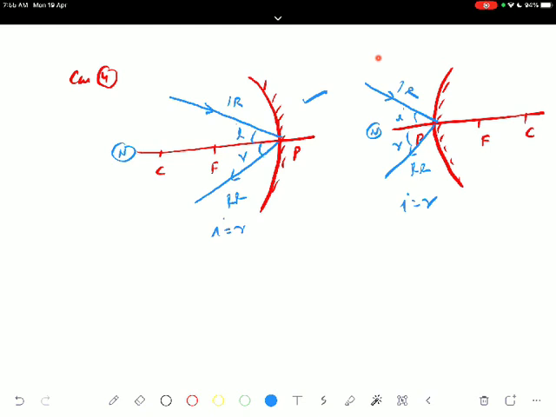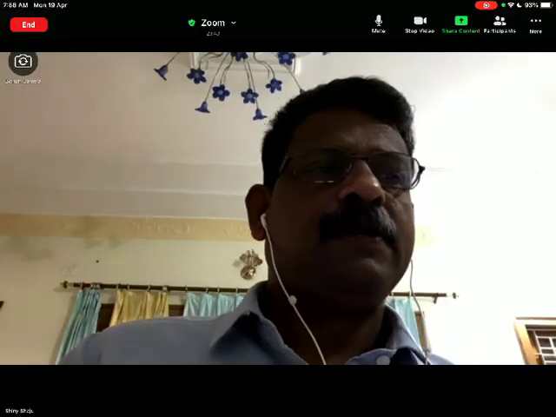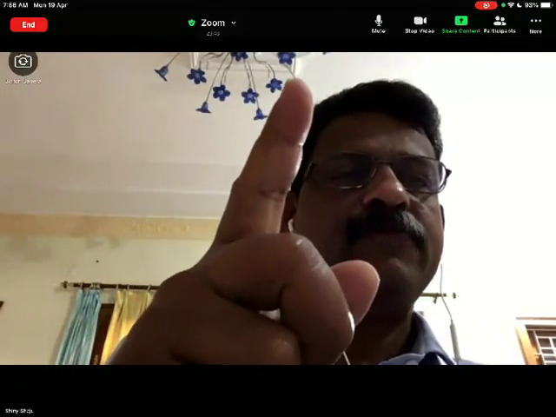So these are the 4 rays we consider for image formation in the case of concave and convex mirror. Okay. So what are the 4 points? For image formation, the first point is a ray parallel to the principal axis. In the case of concave mirror, after reflection it passes through the focus. And in the case of convex mirror, a ray parallel to the principal axis, after reflection, appears to come from the principal focus. Okay, that's the first one.